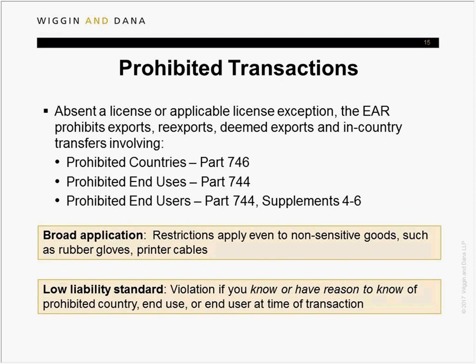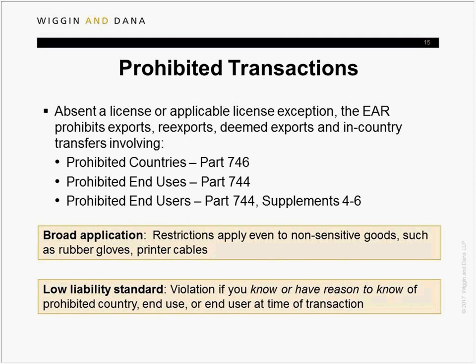And I also want to point out that it is a violation to send items to prohibited countries, end users, or end uses if you know or have reason to know about those prohibited countries, end users, or end uses. So it's a very low liability standard, and that's important, for example, for logistics providers. It's not your stuff that you are helping to ship out of the country, but if you have some reason to believe that it is going to a prohibited place or for a prohibited purpose, you could be liable too, not just the original exporter.